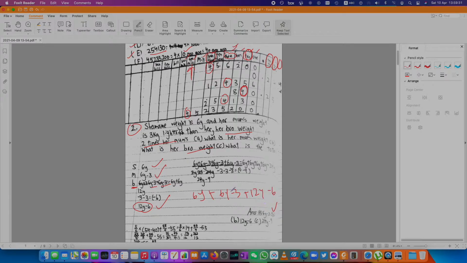Then in the end, you combine the y's, and then you combine the numbers, right? So 6y, 6y, 12y, so you should get 24y. Minus 3 minus 6 is minus 9, okay? So that's how you get the answers, okay? And not only do I want you to get the correct answers, I also want you to write down the working. And this is the working for the final part C.